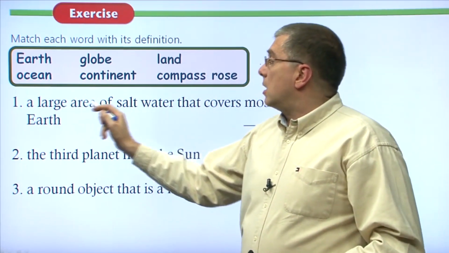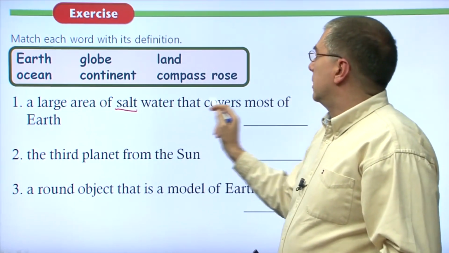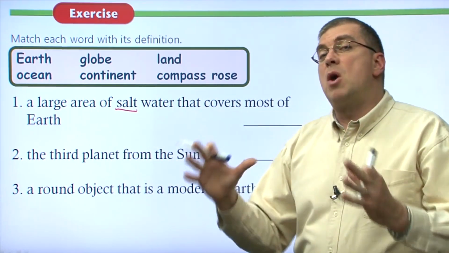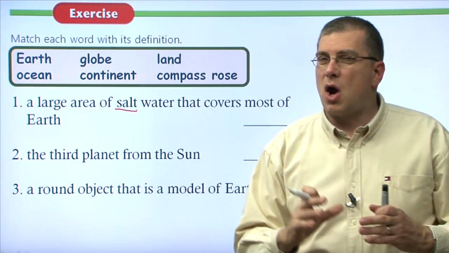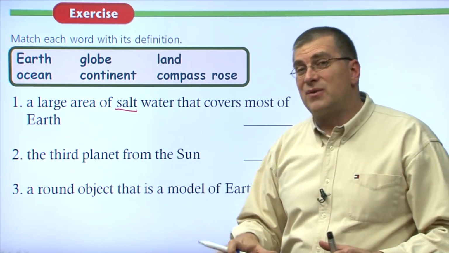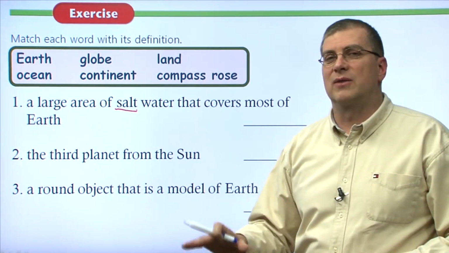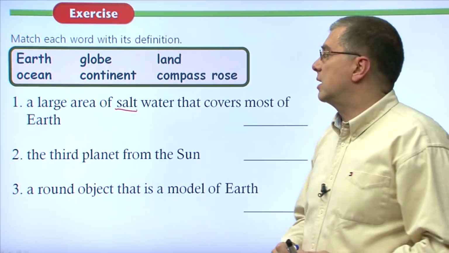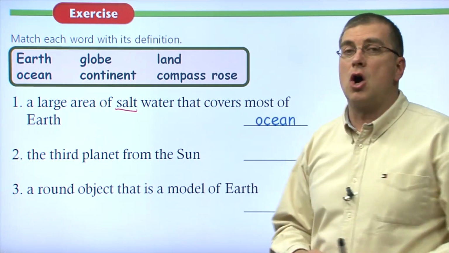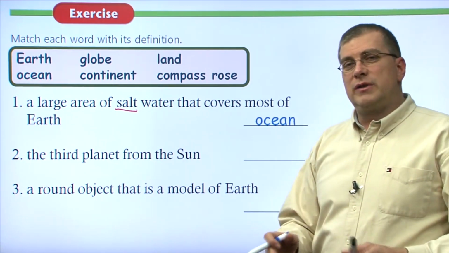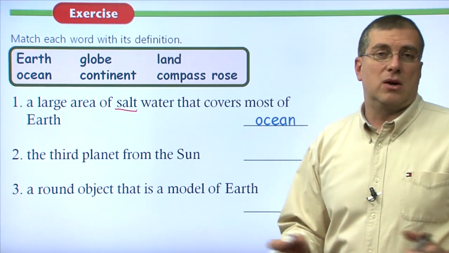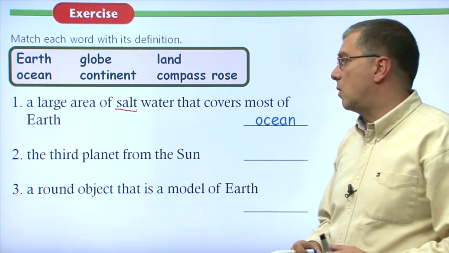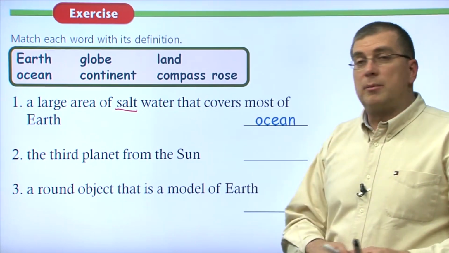Number 1, a large area of salt water that covers most of the earth. Right? These things cover most of the earth. It's not the hard surface of the land, it's the soft surface. It's water, right? The surface of the water is soft. What do we call it? And it's salt water. It's a large area of salt water. Of course, we say that is an ocean. Oceans and land cover the earth's surface. The land is hard, the oceans are soft. Oceans are salt water.